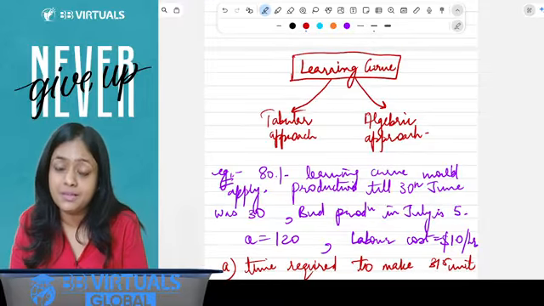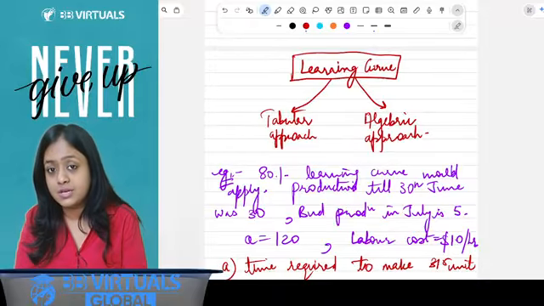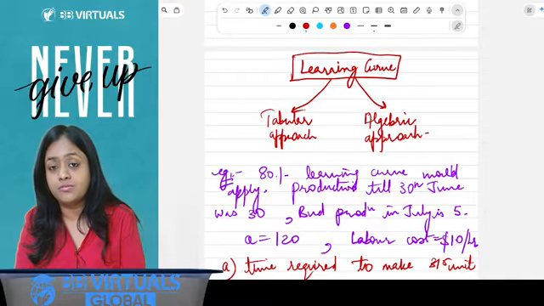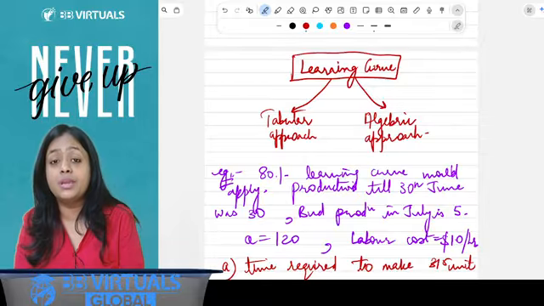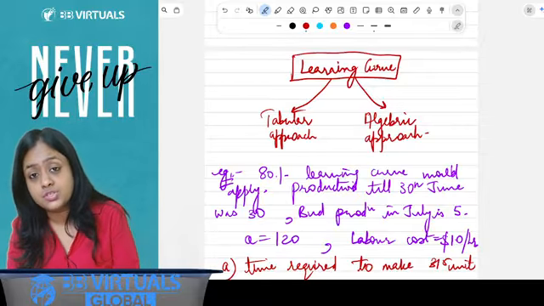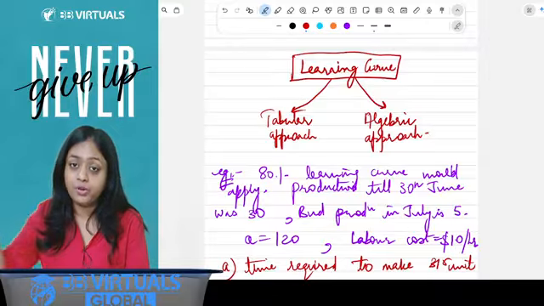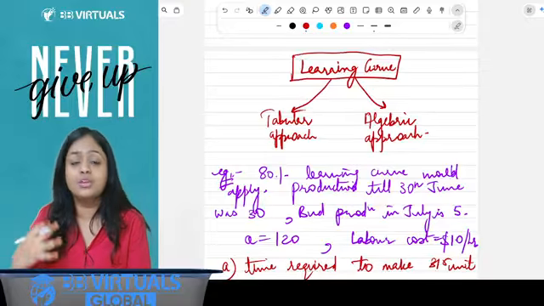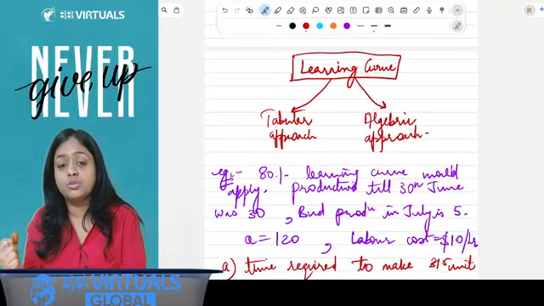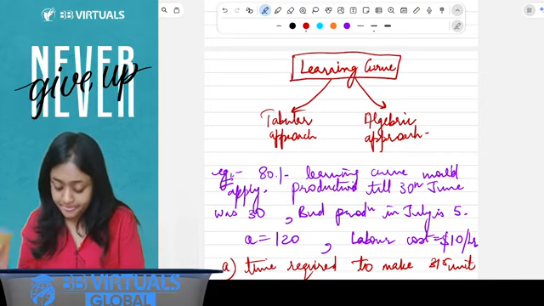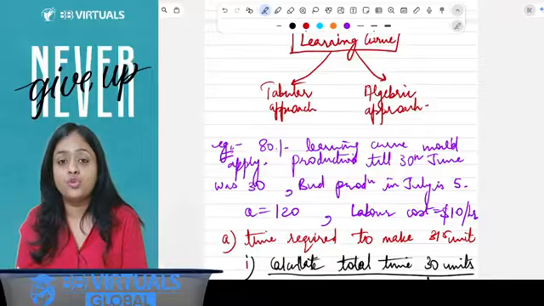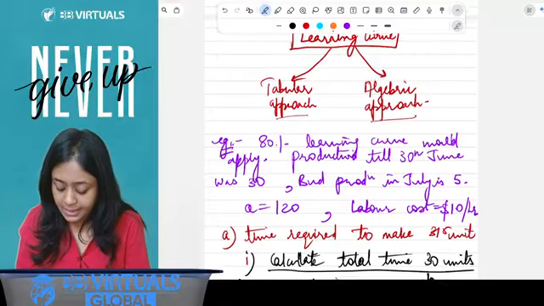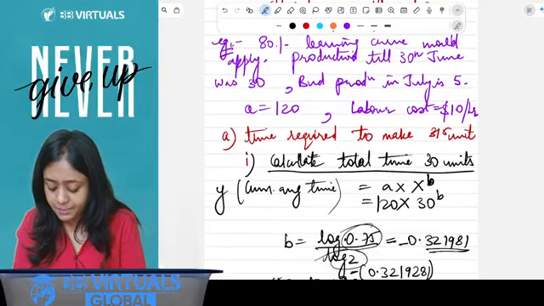Learning curve method simply says that because the worker is learning, the cumulative average time gets reduced while you're producing the next unit. Cumulative average time will be reduced because now he's becoming more efficient, more accurate, quicker. So he's able to do the same work now with less time. Now here we follow two models, a tabular approach and an algebraic approach. When I say tabular approach, it simply says that we prepare a table.